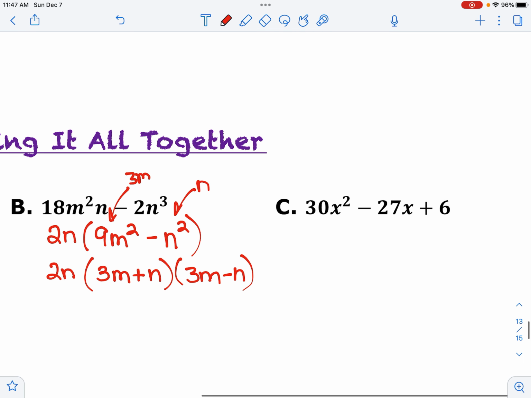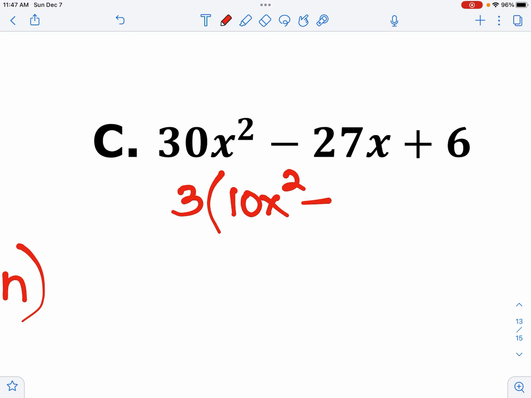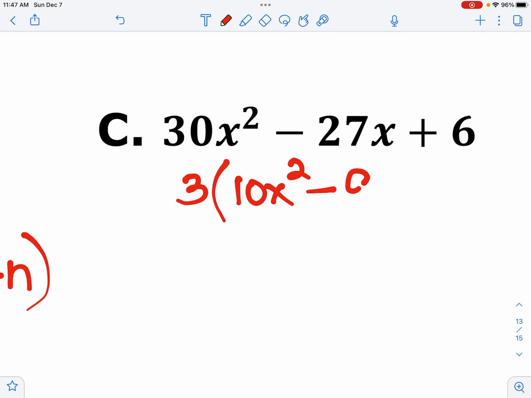Okay, and then lastly, do these have something in common? Well, they don't have an x in common, but they do have a 3. 6 goes into 30, but it doesn't go into 27, so we're stuck with 3. So I'm going to pull that out. Let's go 10x squared minus 3 times 9. So this would be 9x and then plus 2.